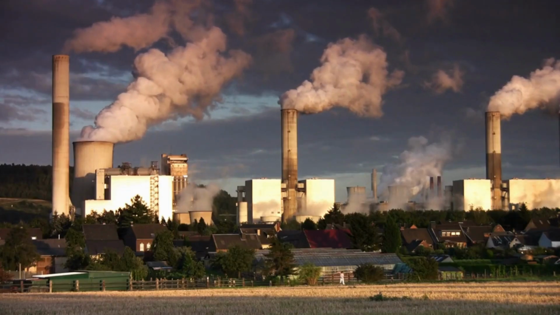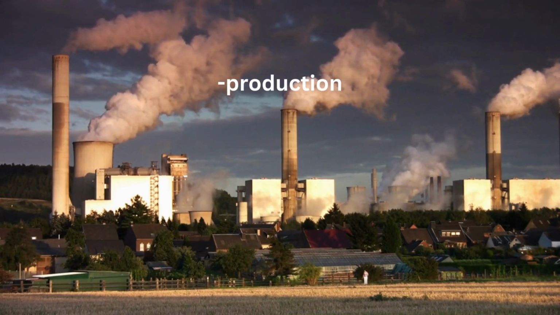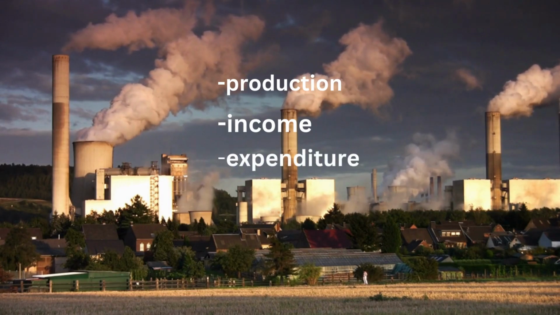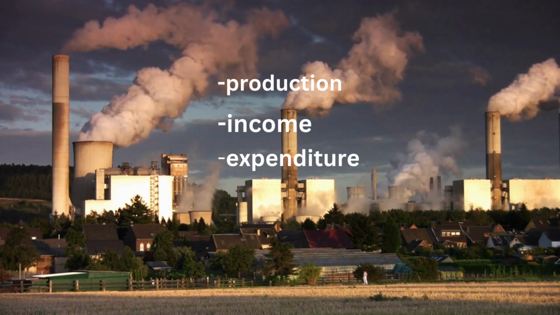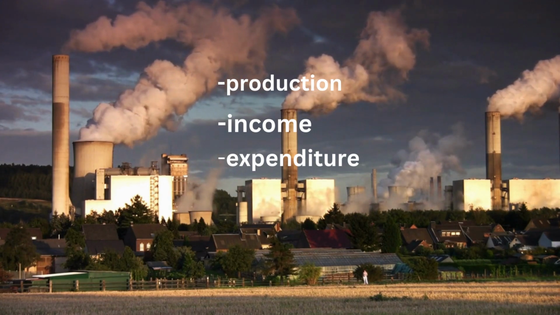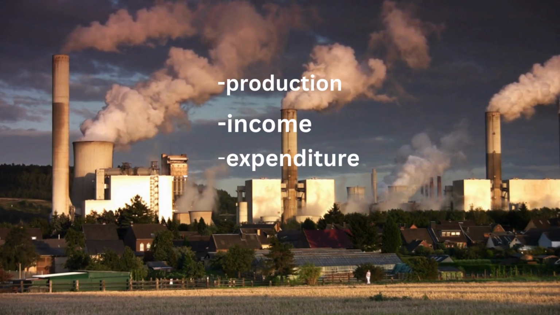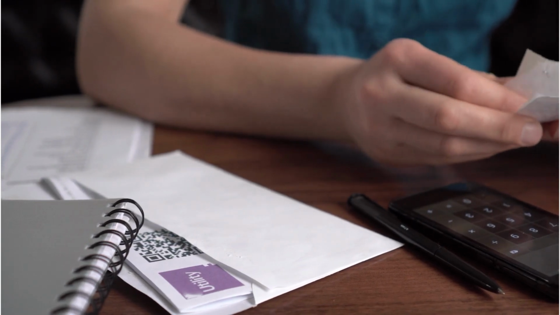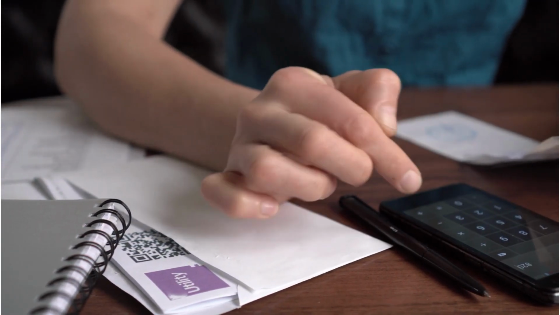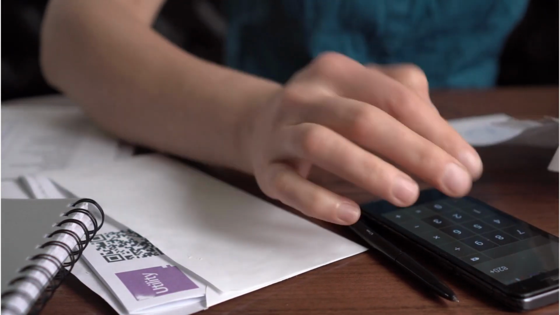In order to calculate GDP, economists use one of three methods: the production approach, the income approach, or the expenditure approach. The production approach adds up the total value of goods and services produced by each sector of the economy, while the income approach adds up the total income earned by residents and businesses. The expenditure approach adds up the total spending by households, businesses, and the government.